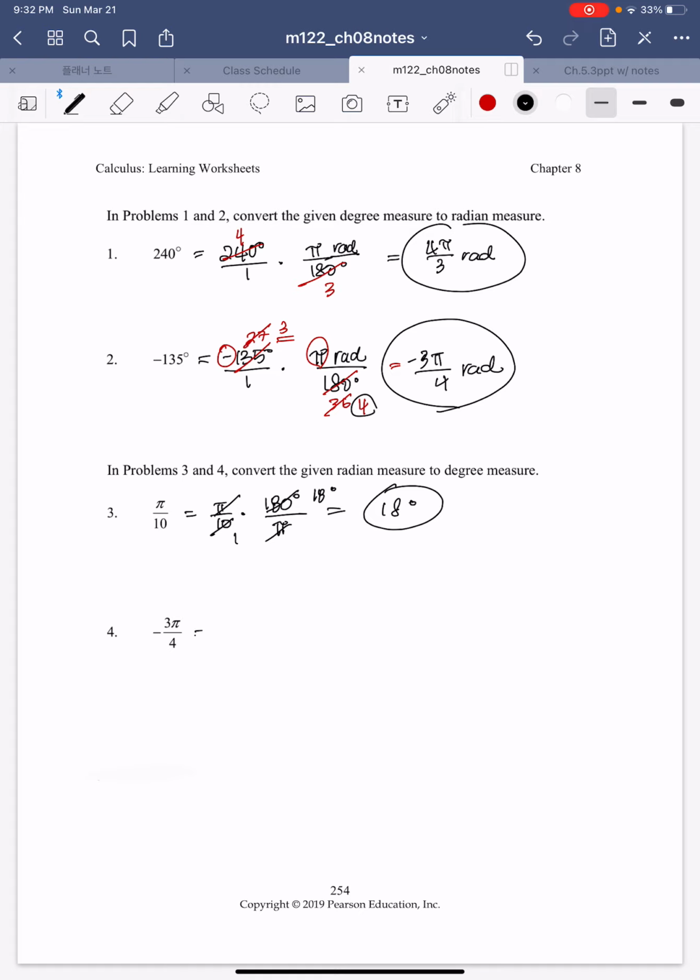Same thing, negative 3 pi over 4 times the conversion factor 180 degrees over pi. The pi's cancel out. 180 divided by 4 goes perfectly, 45 times. So negative 3 times 45 gives me negative 135. Okay, so the first page is about being comfortable with both degree and radian mode and converting back and forth.